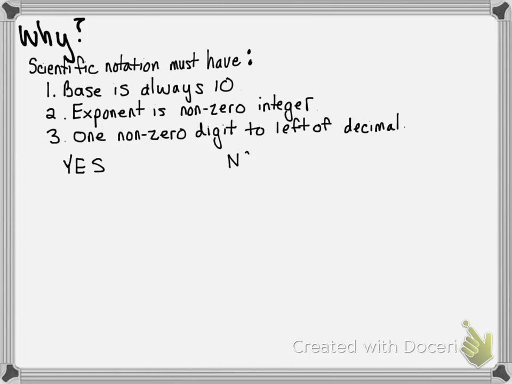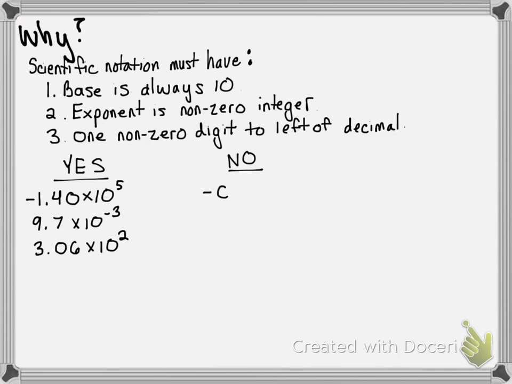So let's check a couple and see whether they are in scientific notation or not. So negative 1.40 times 10 to the 5th, absolutely. 10 is the base, 5 is an integer that's not 0. The negative just means that's a negative number. All of those are scientific notation on the left. The one on the right is not scientific notation because, in this case, there is a 0 to the left of the decimal, not a non-zero digit. So you'd have to move the decimal between the 1 and the 4.